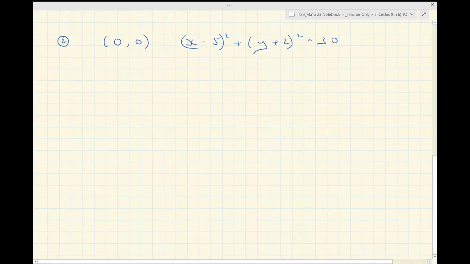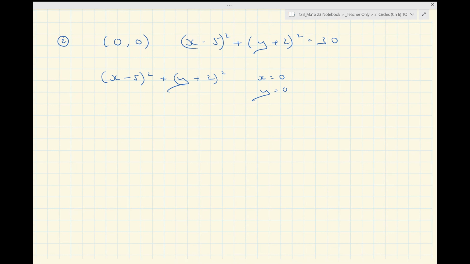In question 2, I'm asked to show that the point (0, 0) lies inside this circle. Well, let's evaluate (x − 5)² + (y + 2)² when x equals 0 and y equals 0. If our answer is 30, then the point (0, 0) lies on the circle. If the answer is greater than 30, then the point (0, 0) is outside of the circle. And if the value is less than 30, then the point (0, 0) lies inside the circle.